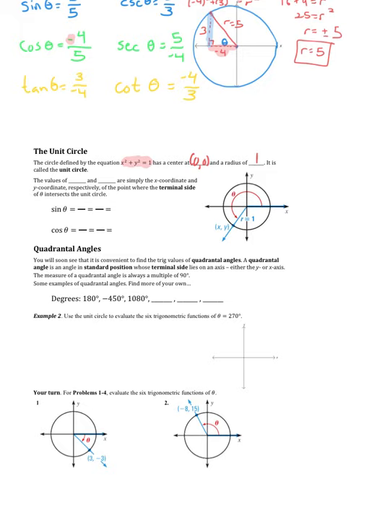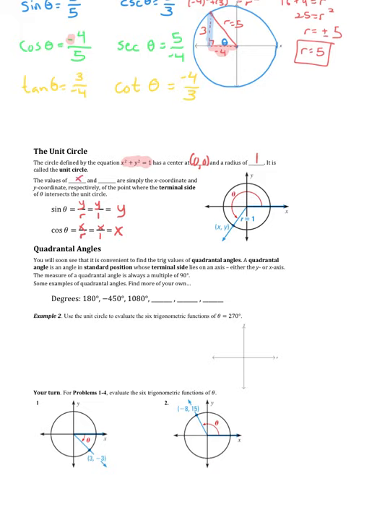Okay. And then what happens on the unit circle is when you're doing sine, you're going to end up with y/r, and cosine is going to be x/r because r is the radius. But in this case, the radius is just 1. So it's really y/1, and cosine is x/1. So the sine is really just the y value of the ordered pair, and the cosine is just the x value of the ordered pair.